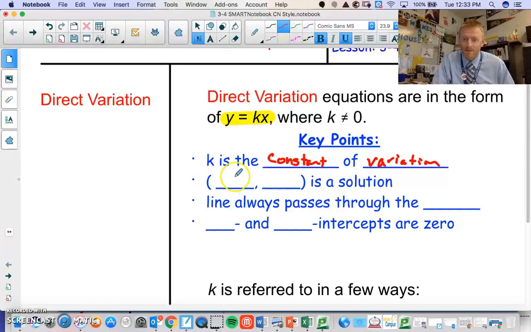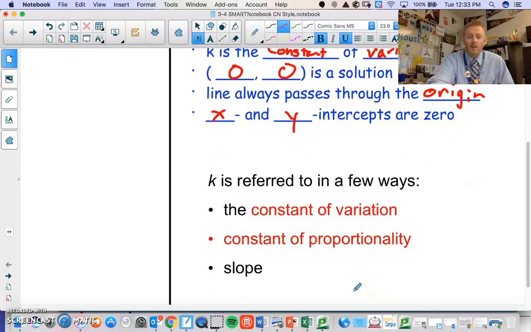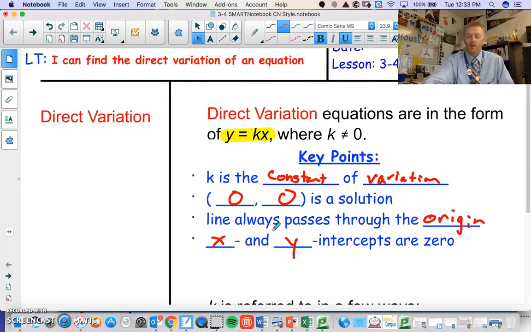It will always go through 0, 0, because 0, 0 is a solution. 0, 0 is called the origin, and 0 will be your x and y intercepts, which means that it's always going to go through the origin. Other ways that I could have written this: it's the constant of proportionality. It's also called slope. And we'll show all of that in a little bit.